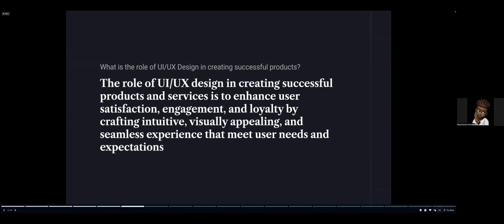So in UI/UX design, our role as a UI/UX designer is to help make the product visually appealing, and also create a better user experience for the user while using the product itself. Moving forward.